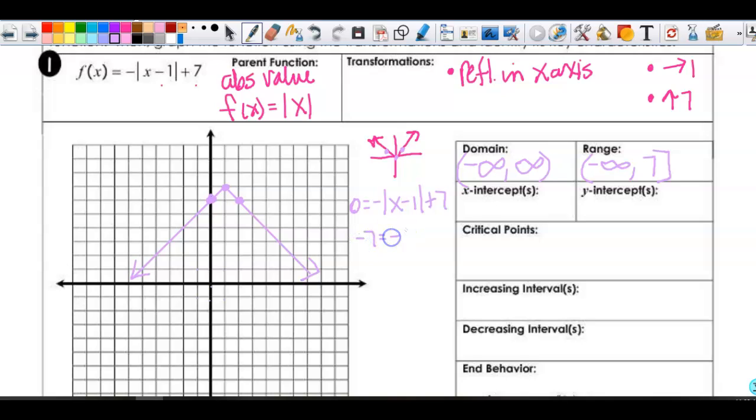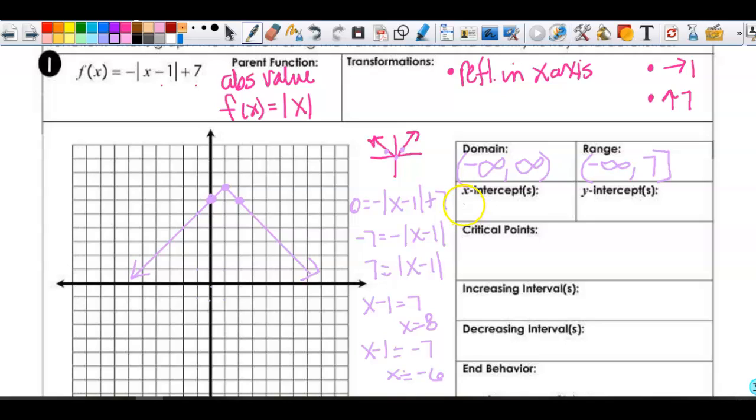-7 equals negative absolute value of x minus 1. I'll divide through by a -1. So I get 7 equals absolute value of x minus 1. And then that means that x minus 1 could equal 7, or x minus 1 could equal -7. So I get x equals 8 and x equals -6. It asks for x-intercepts, so that means my answers are in ordered pairs.